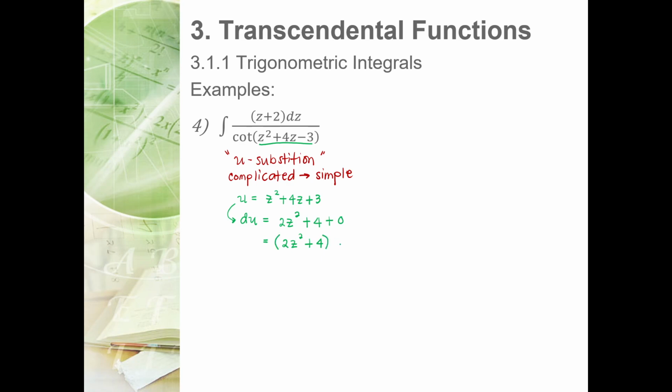As a shortcut, I'm going to put dz here. So again, if you are confused, this is coming from du over dz, and then I just multiply dz to the right side of the equation. That's why it's now du is equal to 2z plus 4 dz.